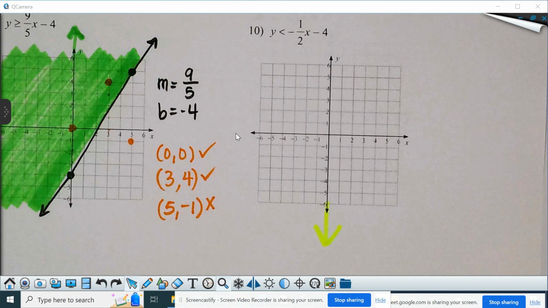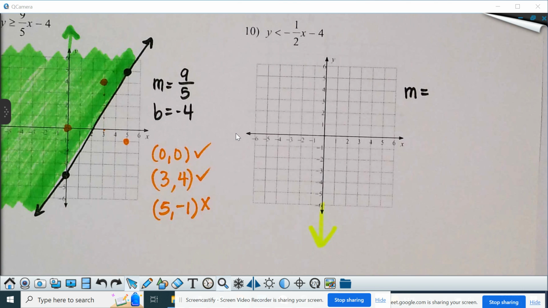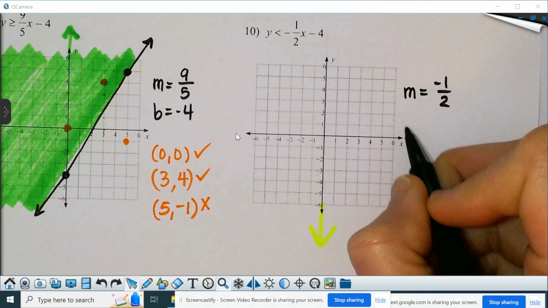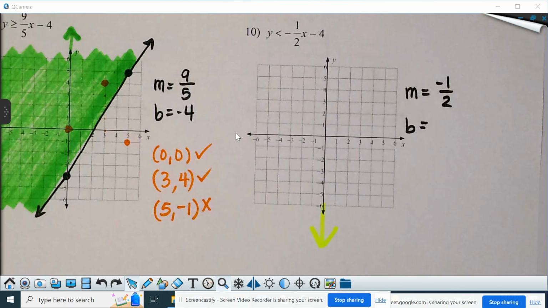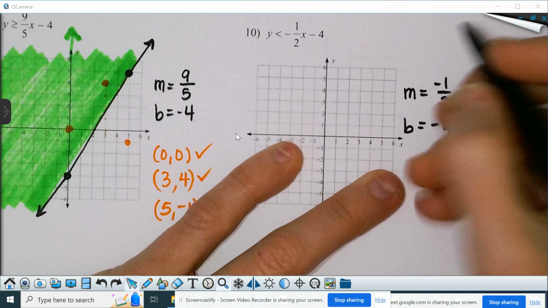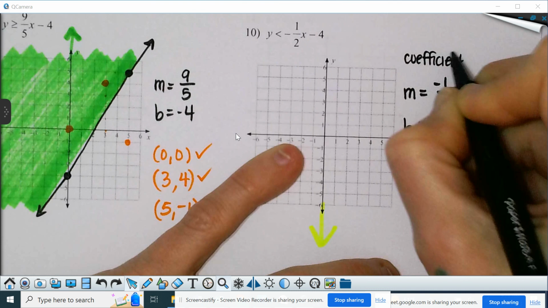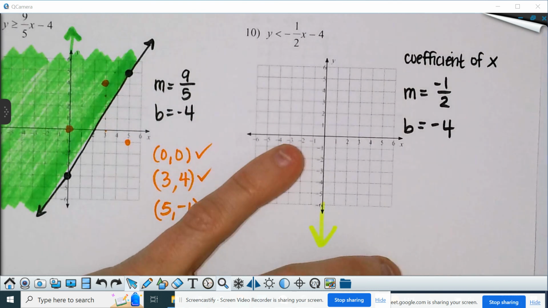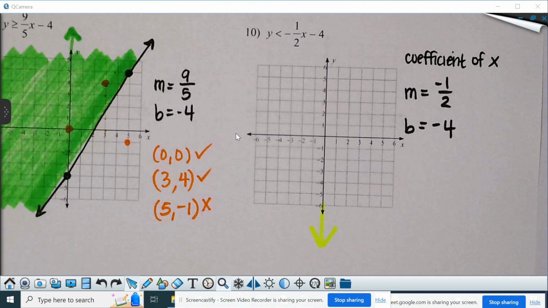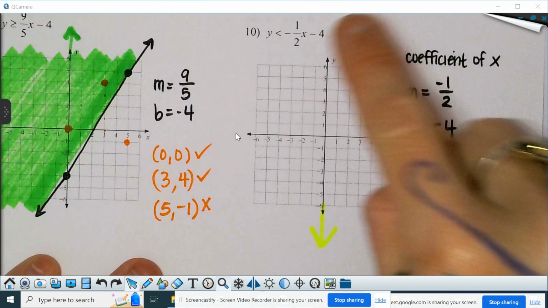What is my slope for number 10? What's my m value? Rate of change. Yep, negative 1 over 2. Perfect. What is my starting point, otherwise known as y-intercept? Yep, negative 4. So remember, the other word for slope is coefficient of x. And coefficient means it's attached to a variable. So your slope is always attached to the x. Always, always, always. Especially in slope-intercept form, y equals mx plus b, and that's the form this is, when y is isolated.